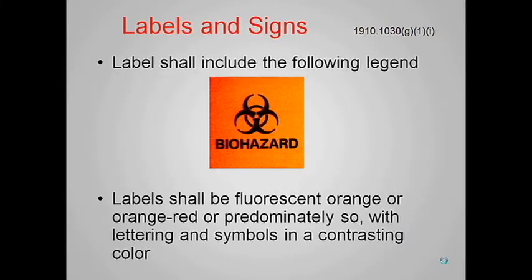Then you got your labels and signs. This is your generic biohazard label. Typically, it's on a red or orange background with the letters and symbols in a contrasting color so it stands out.